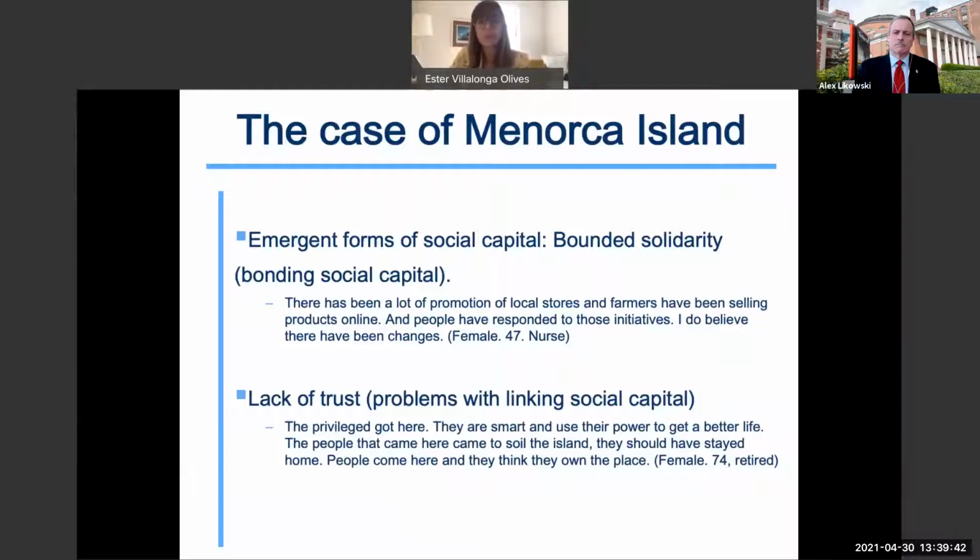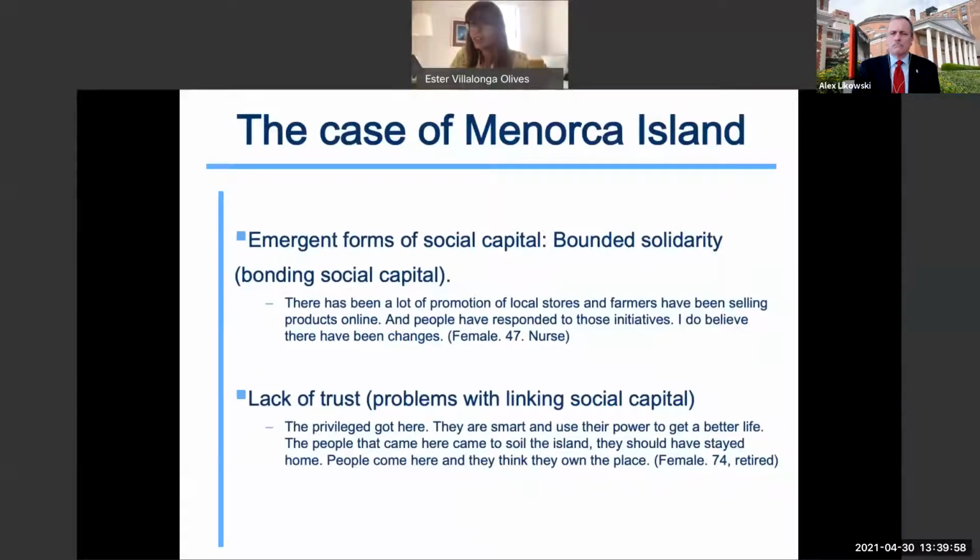There was a female, 74 years old, a retired person, who said that the privileged got there because, well, they are smart and use their power to get a better life. So it's exactly what I was saying.